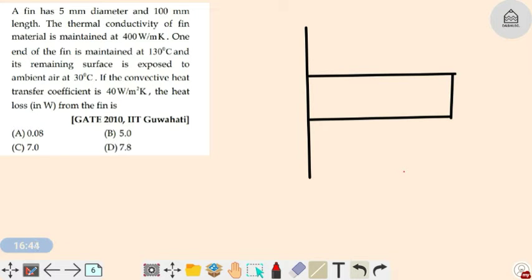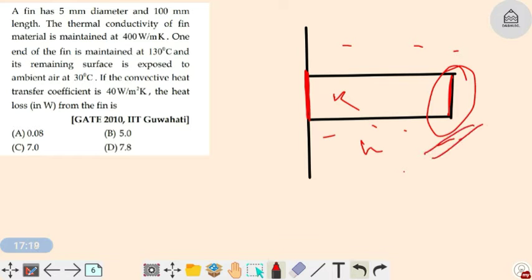Okay, this is one of my surfaces, and this is the base of my fin, and this is the outer end of my fin. The K value is given for the fin and H is given for the fluid. If you look at the question carefully, it has not mentioned any boundary condition for this end. So I will take it that convection is happening at this end.